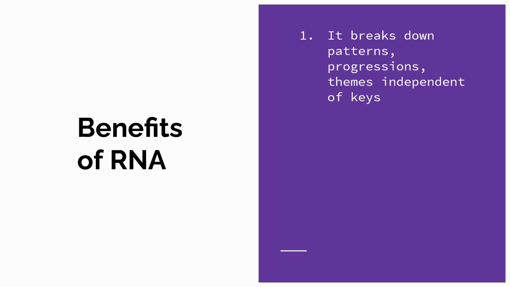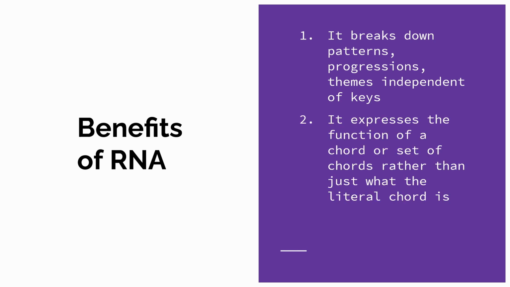Sometimes we get distracted by the keys, but when we see these progressions and patterns independent of keys, notated as Roman numerals, it gives us clarity and helps us to understand where things are repeating. It expresses the function of a chord or a set of chords rather than just what the literal chord is. So that kind of goes back to learning functional harmony. The 5 chord always wants to go back to the 1 chord.